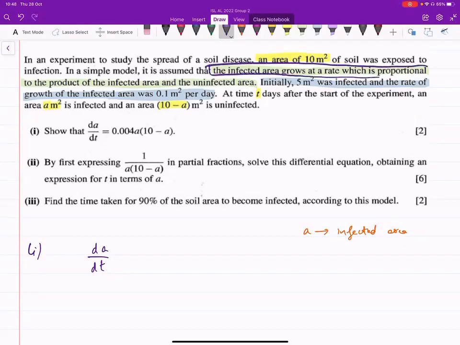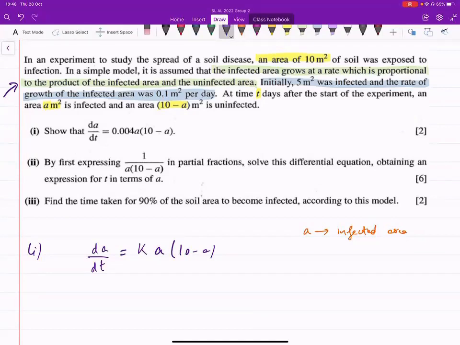This is where it's coming from. It's proportional to the product of the infected area, right here. Product of the infected area. What is the infected area? A. And the uninfected area, that's 10 minus A. And we have a K with that. It's proportional to that. So that's K times this. Is that okay? And now we have to find the value of K from that.